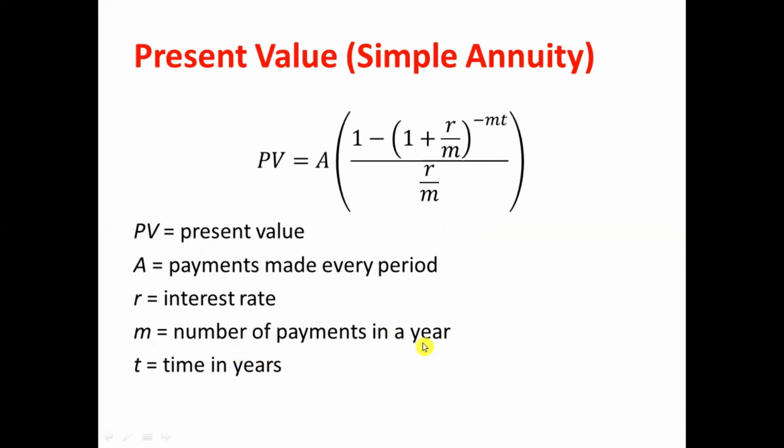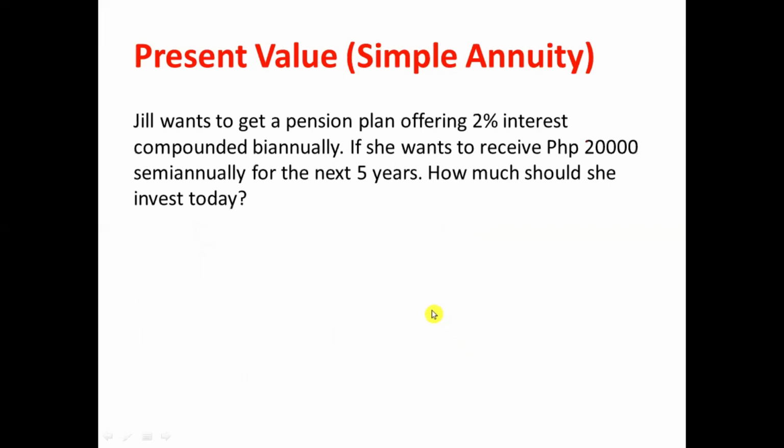Let's move on to our word problem. Jack and Jill. Jill wants to get a pension plan offering 2% interest compounded biannually. If she wants to receive 20,000 semi-annually for the next 5 years, how much should she invest today? Again, simple annuity. Same ang biannual compounding sa biannual payments or nare-receive niyang payment from the banko.